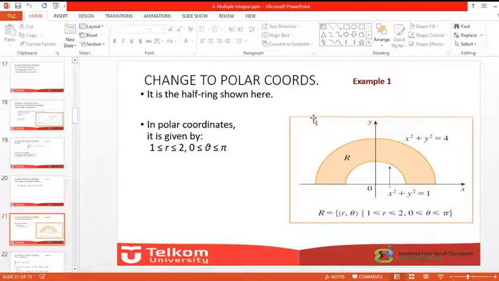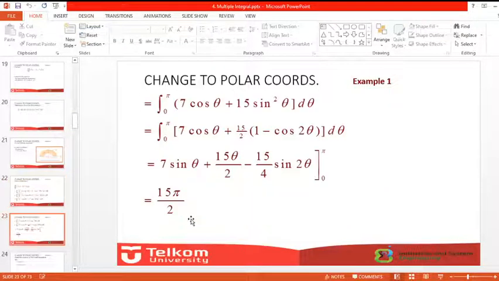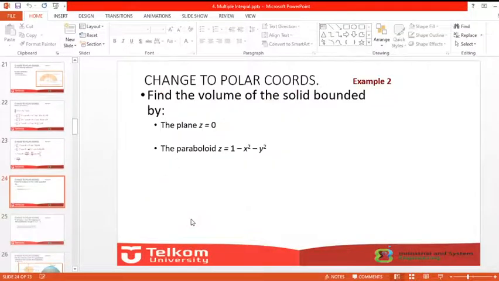So we get this region. So how to define this one? So 3r cos theta from 1 until 2, 0 until p. So we get this result. Okay. So we got this result is 15p over 2.